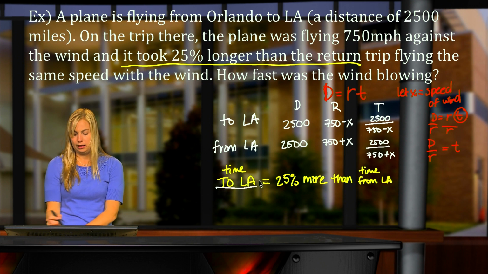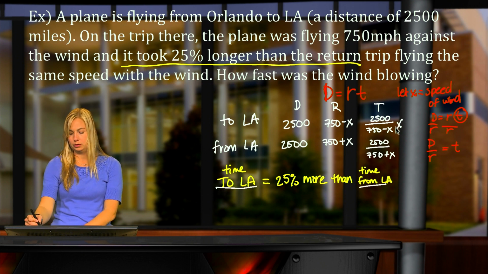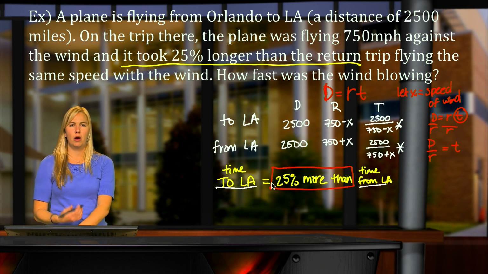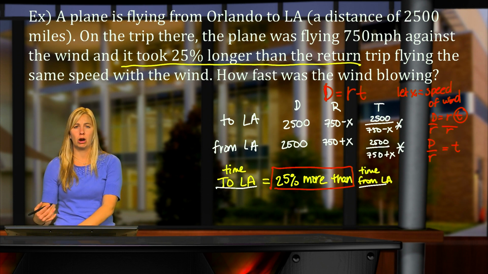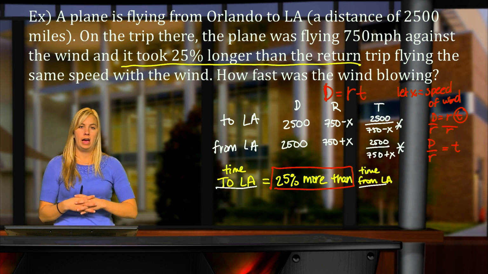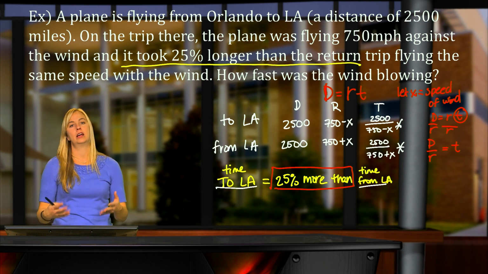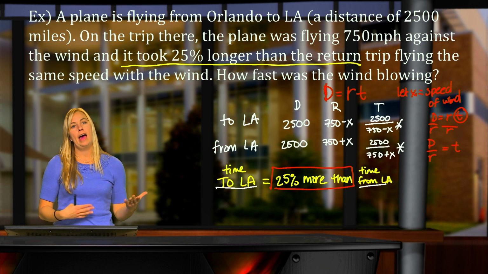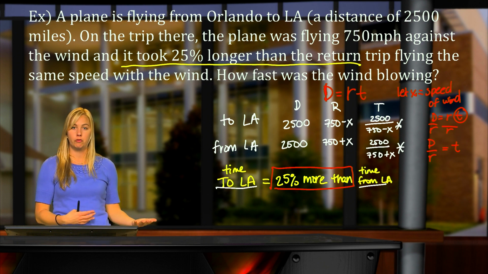So the time to LA and the time from LA, we have those expressions here in our table. This is what we don't have, the 25% more than. How do we figure out what's 25% more? Now, we can do this using a simple exercise of thinking about shopping. If I decide to sell something at 25% more than what I paid for it, how do I determine what I'm actually going to sell it for?